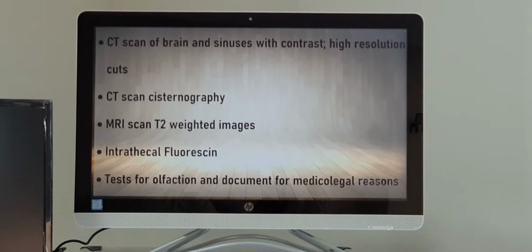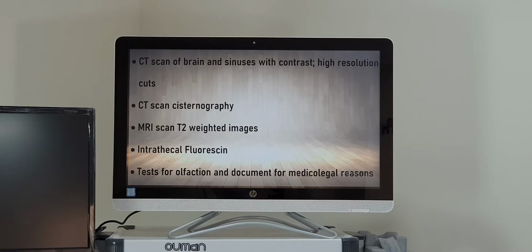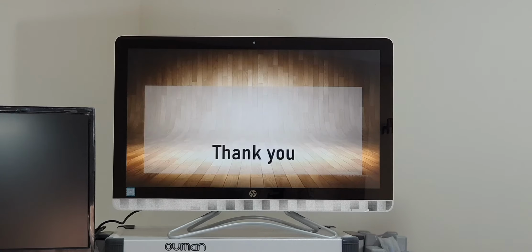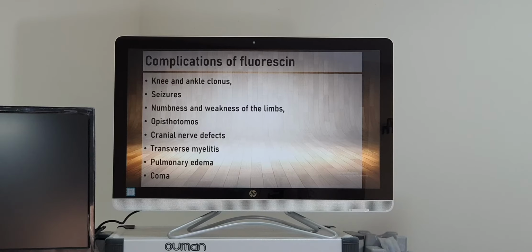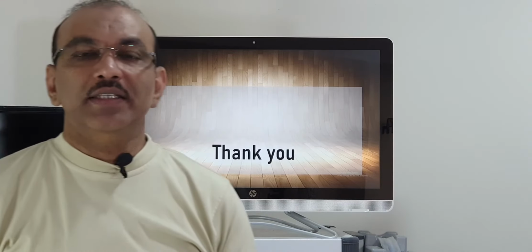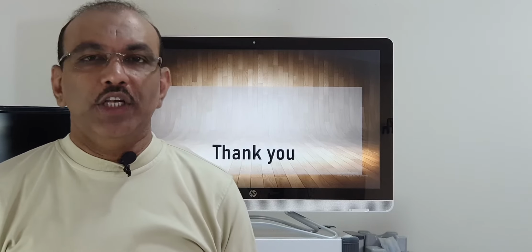Now, for medico-legal reasons, since the patient has already complained of altered sensorium and altered smell, we would like to do tests for olfaction and documentation also. And the different scans also I have shown you. Now, the most common complication of fluorescein dye injection is convulsion or fits. So, with this I have finished the investigation part of CSF rhinorrhea.